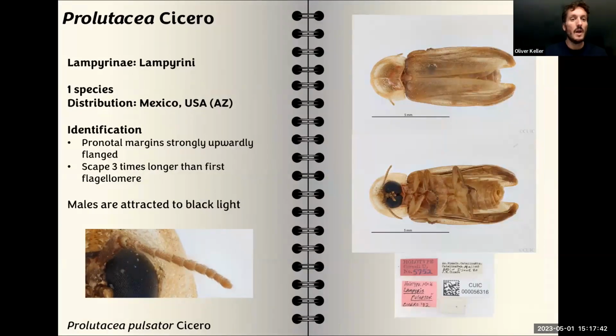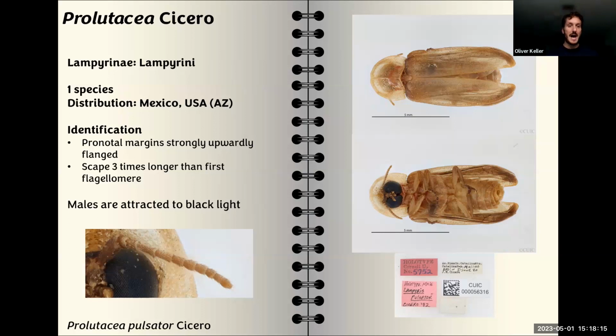Prolophera, described by Joe Cicero. This was described in the genus Lampiris, which, before this species was described in it, was not known from the New World, from the US, or from North, Central, South America, and since then has been moved into its new genus, Prolophera. It's also known from Arizona in the US and then Mexico.